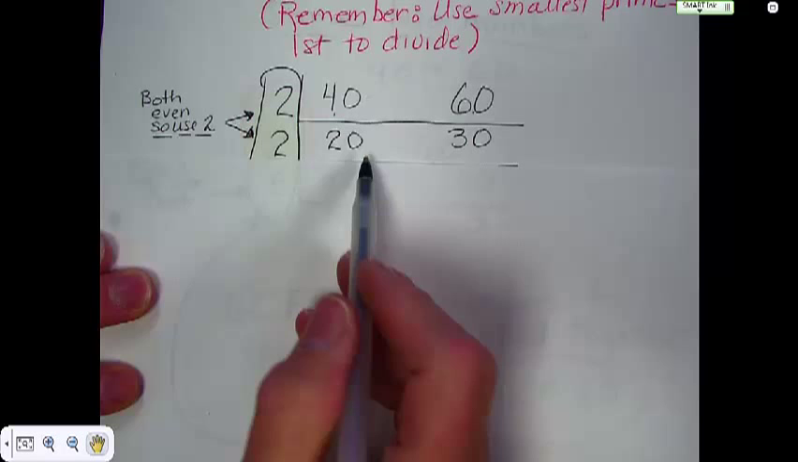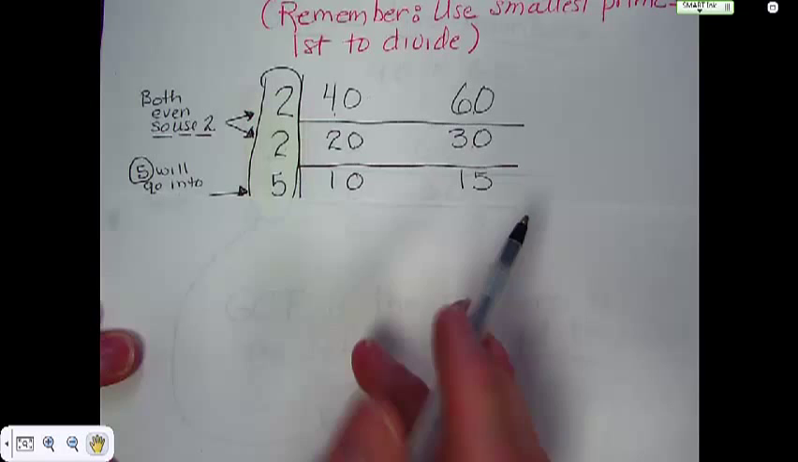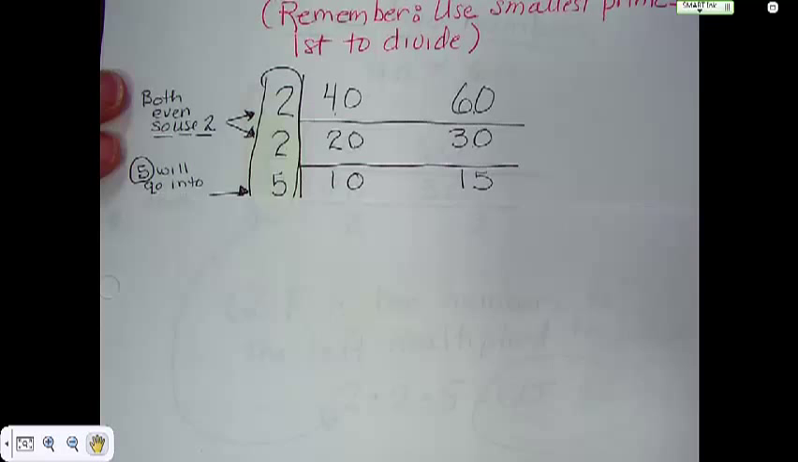They're both still even. So we're going to divide by 2 again. We get 10 and 15. Now they're not even anymore. And 3 won't go into them. The next prime is 5. And 5 will go into them. 5 goes into 10 twice. And goes into 15 3 times.